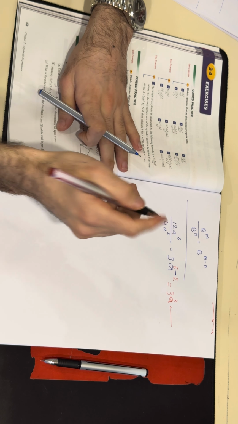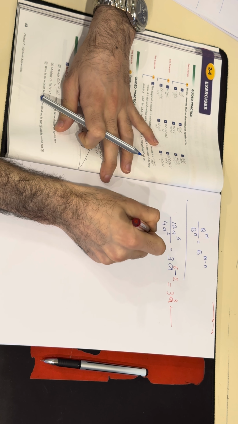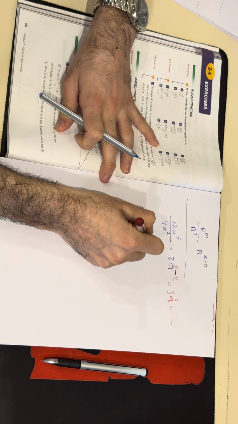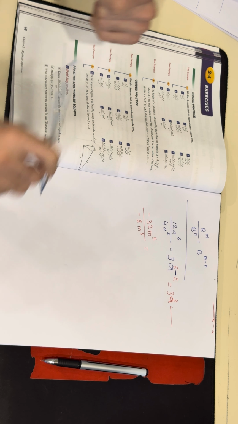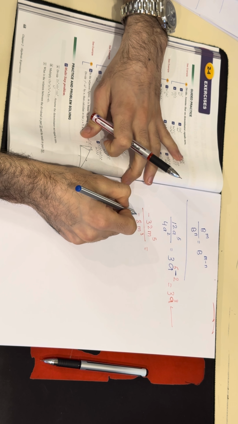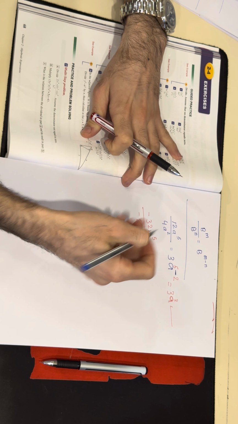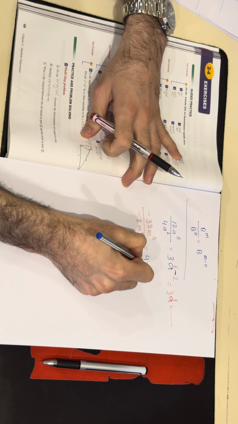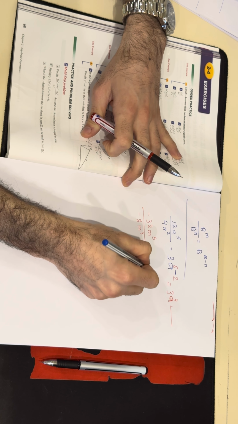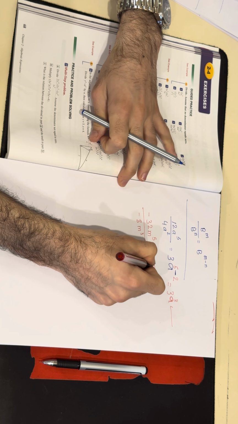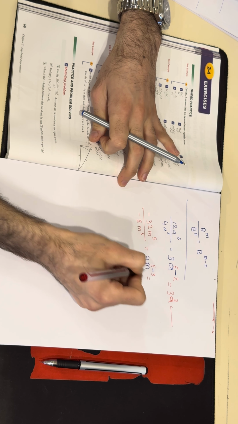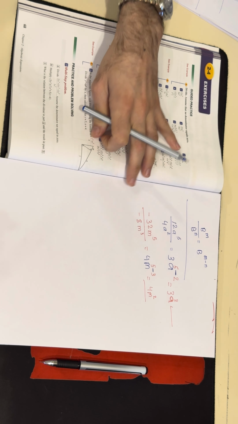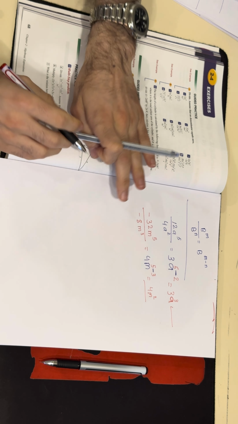Now, what if I have a negative? Let's say 32m power 5 all over negative 8m power 3. What do I do in this case? Negative divided by negative is positive, so I already know my answer will be positive. 32 divided by 8 is 4. Then for the m, because it's division, I need to subtract: 5 minus 3. So the answer is 4m power 2. That's how you solve these questions.